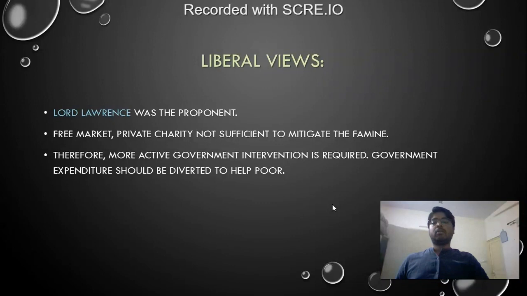The proponent of this view was led by Lord Lawrence. This Lord Lawrence was very much good to help Indian people, creating development expenditure to control famine.